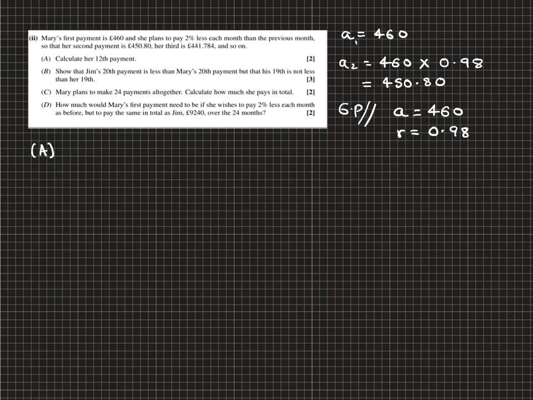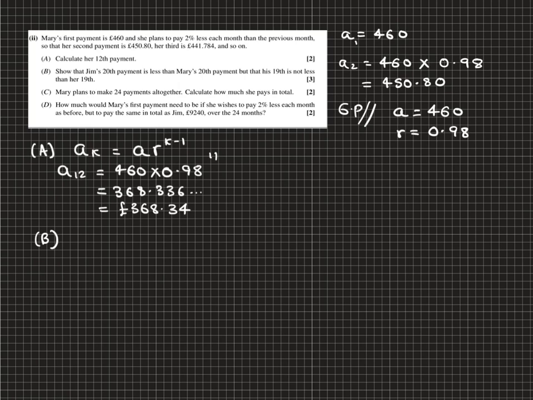So for part A, calculate her 12th payment. So you want to use A_k equals a r to the k minus 1. And A12 is then equal to 460 multiplied by 0.98 to the power of 11, which equals 368.336... We will round that to £368.34 to the nearest penny.